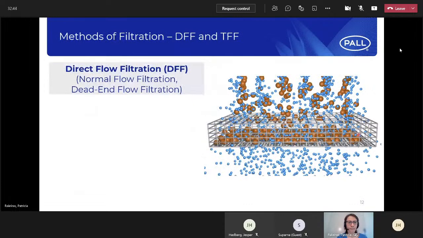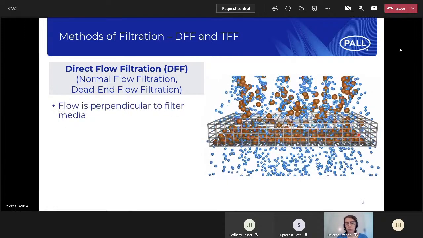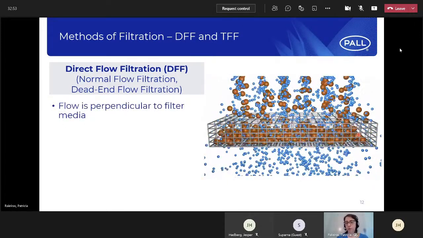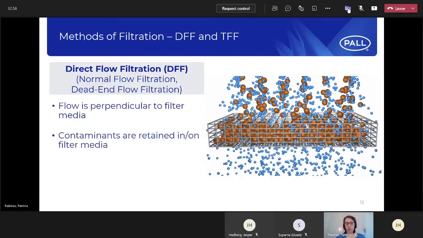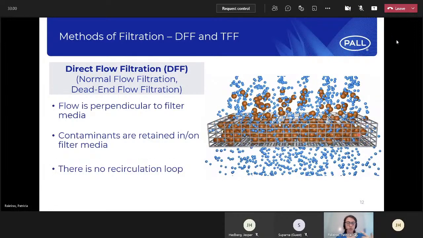That is more towards the reverse osmosis part, which is not directly relevant for bioprocess filtration. So direct flow filtration works like this, that you have a flow that is perpendicular to the filter medium, and the contaminants are retained in or on the filter. And there is not a recirculation loop. This means that whatever goes through the filter, it will be filtered. It's ready to go. You don't go back to the same filter and filter more or something like that.